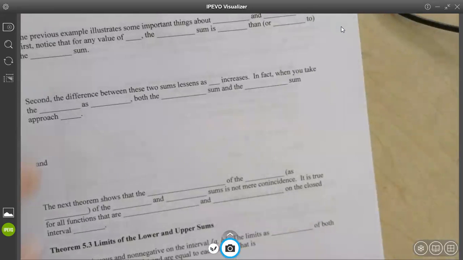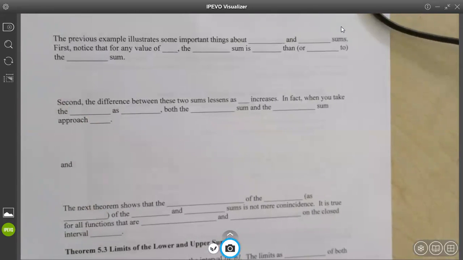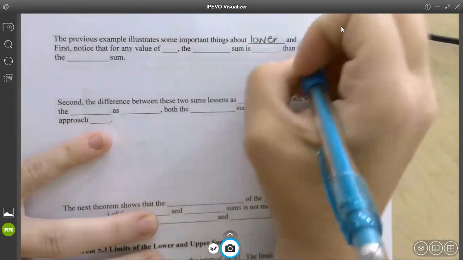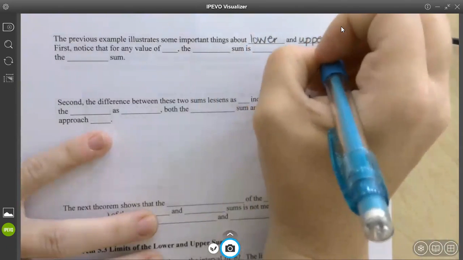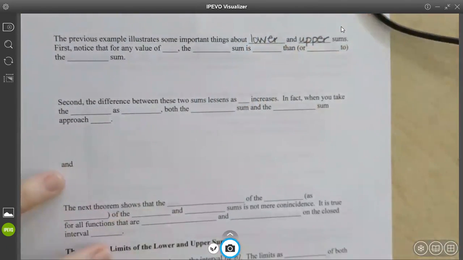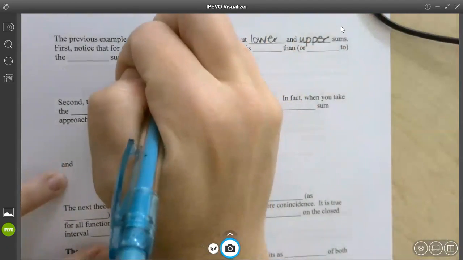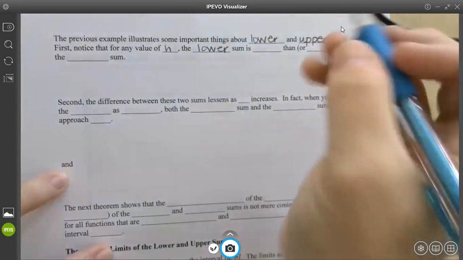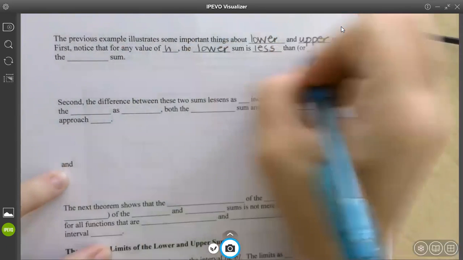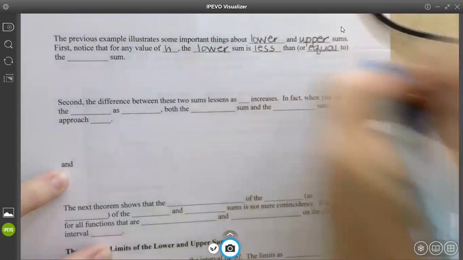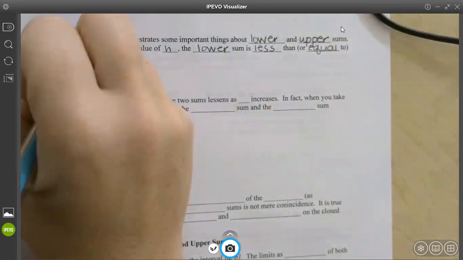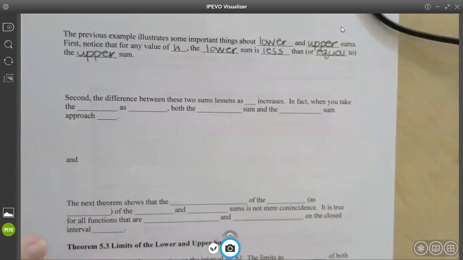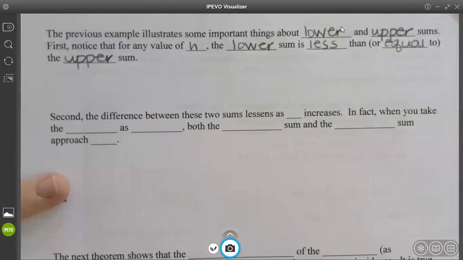So the previous example illustrates some important things about lower and upper sums. First, notice that for any value of n, the lower sum is less than or equal to the upper sum.